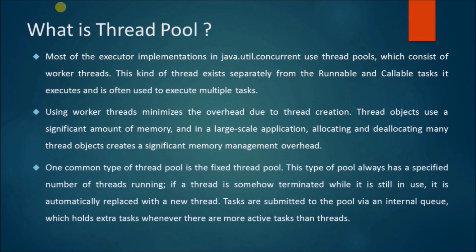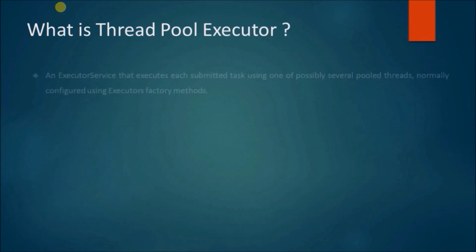One common type of thread pool is the fixed thread pool. This type of pool always has a specified number of threads running. If a thread is somehow terminated while it is still in use, it is automatically replaced with a new thread. Tasks are submitted to the pool via an internal queue, which holds extra tasks whenever there are more active tasks than threads.